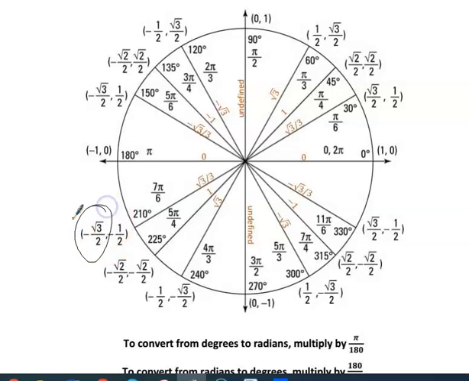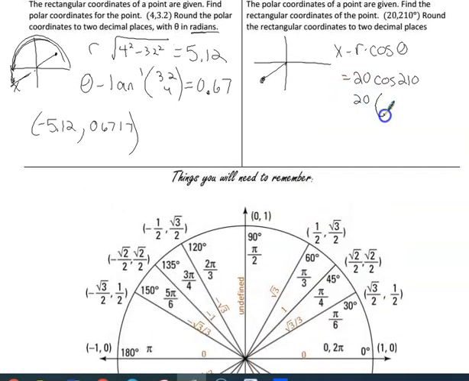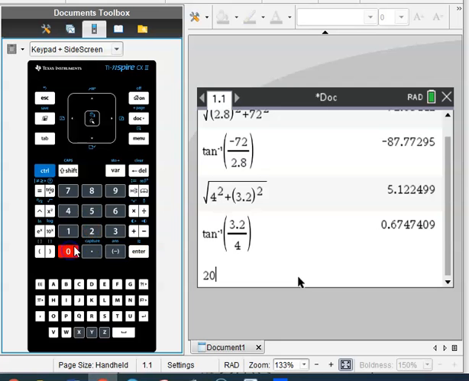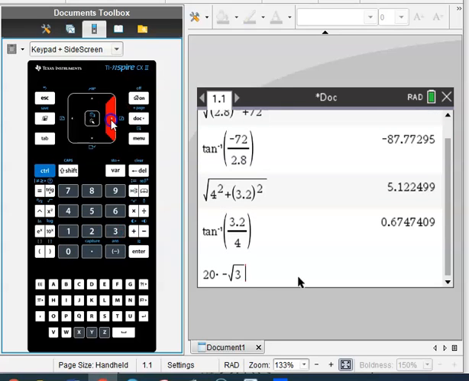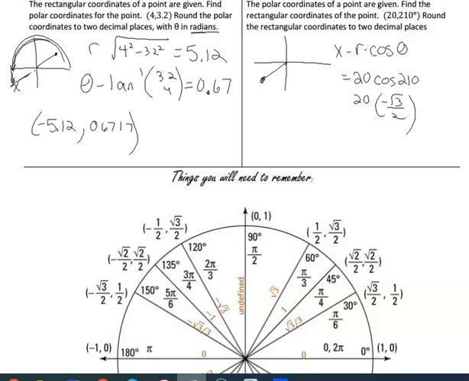So cosine of 210 is negative square root of 3 over 2. So that is 20 times negative square root of 3 over 2. And if I find out what that value is, 20 times negative square root of 3 divided by 2, you get negative 17.32. Did it say 2 decimals? Yes. So negative 17.32 is our x value.